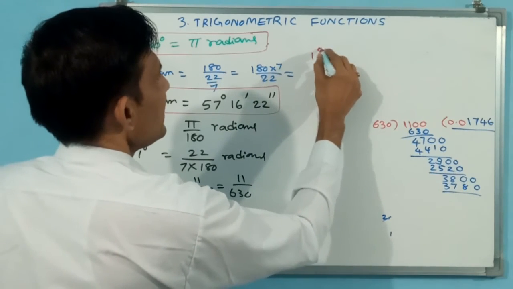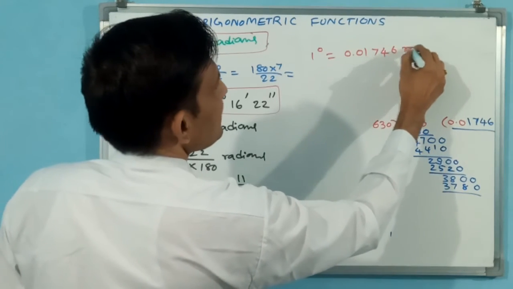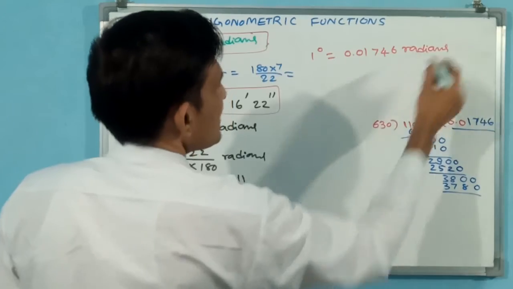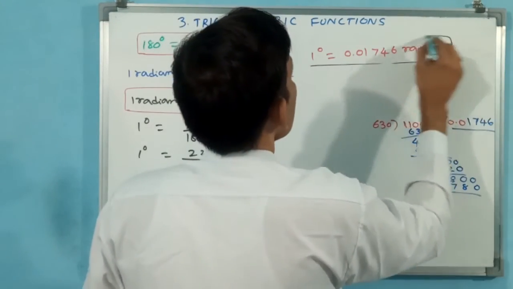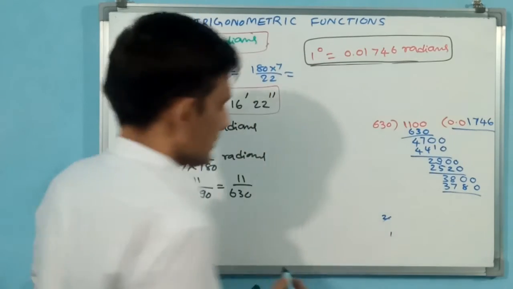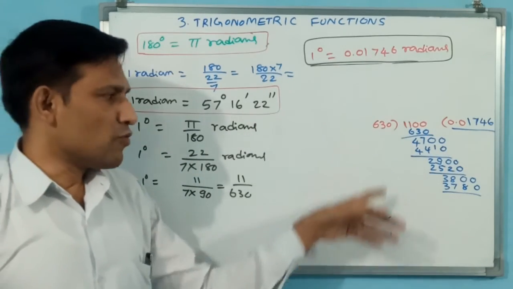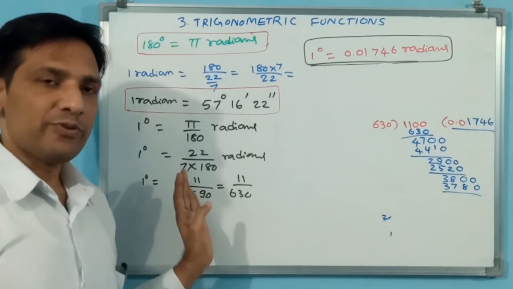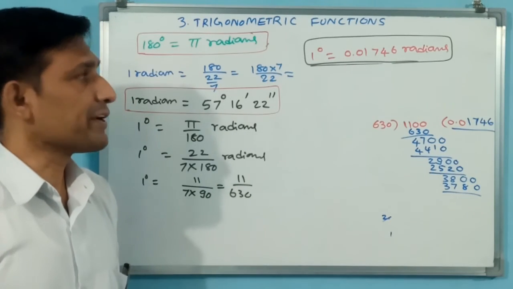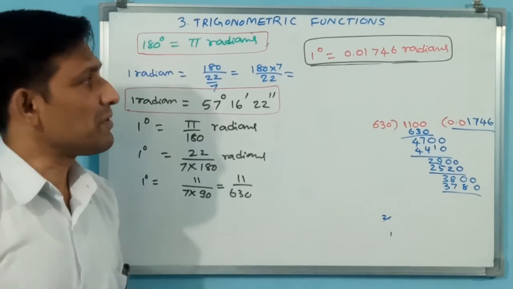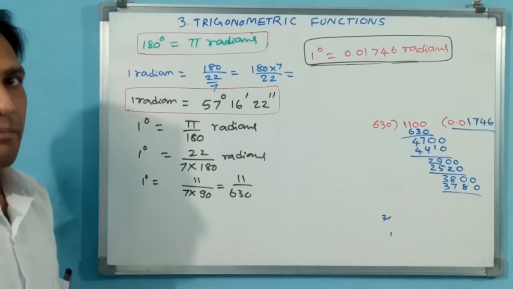That means you can write here: 1 degree is equal to 0.01746 radians. Do you require to keep it in your mind? I have made the calculation like that only; whenever you require, you can make the calculation. 1 degree is equal to 0.01746 radians. That you have to keep in your mind.